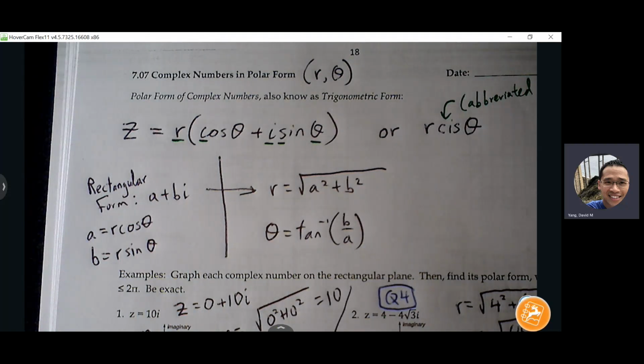Think of rectangular form as your x and y values, and then your polar form has radius and theta. It's like a and b is like x. Exactly, a and b is your x and y.